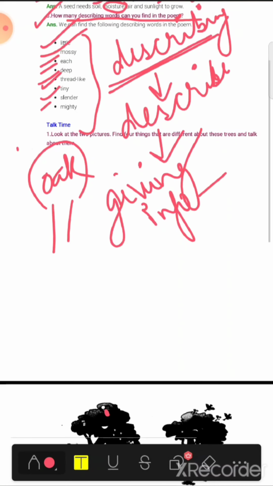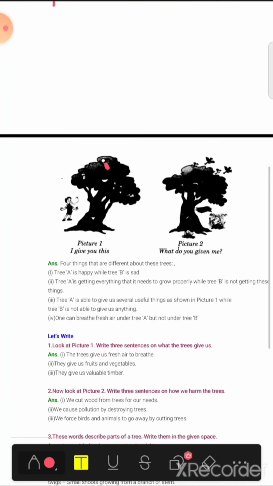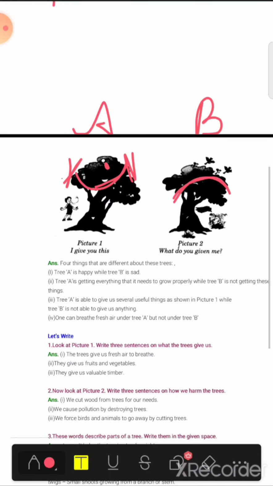Talk time. In question number 1 of talk time, look at the 2 pictures. Find 4 things that are different about these trees and also talk about them. So this is tree A and this is tree B, picture 1 and picture 2. This tree is happy and this tree is sad.